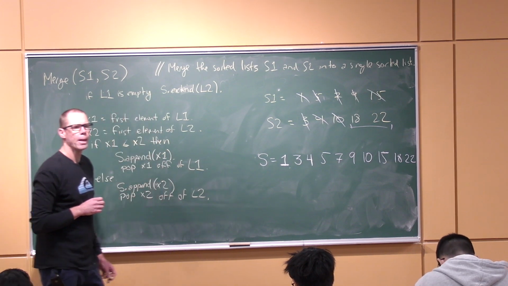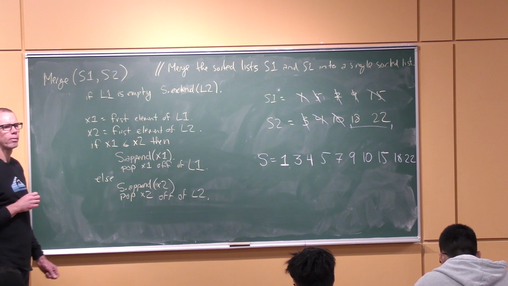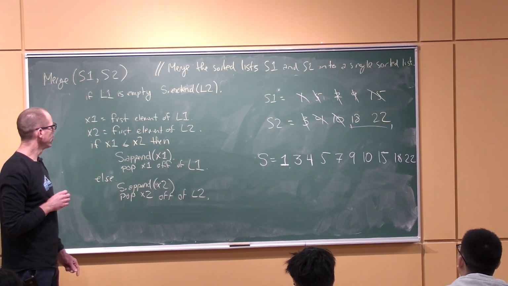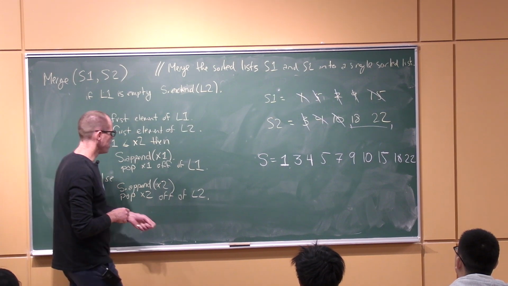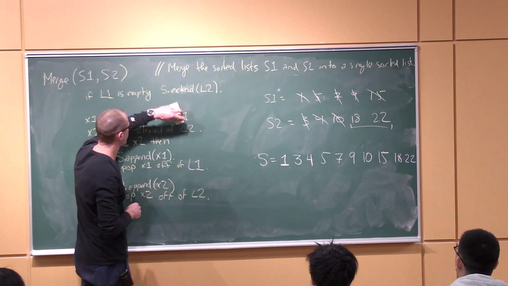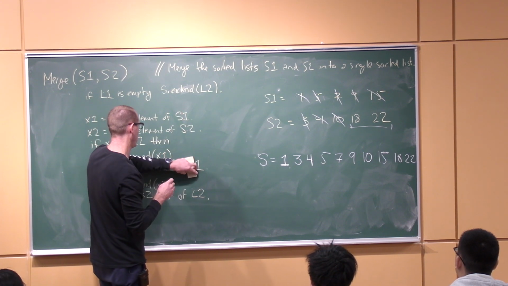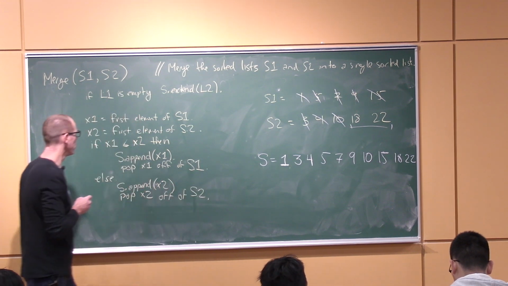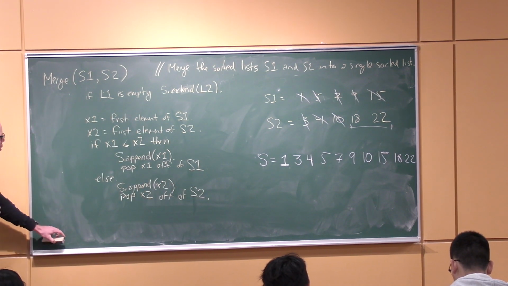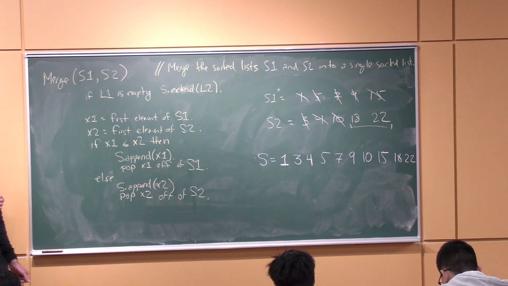Okay? Yeah? So you made a definition of L1 and L2 there. Shouldn't it be S1, S2? Oh, sorry. You're right. I should be saying S1, S2 here. So the inputs to the merge algorithm are the sorted lists. Okay. Is there anything else missing from this code?